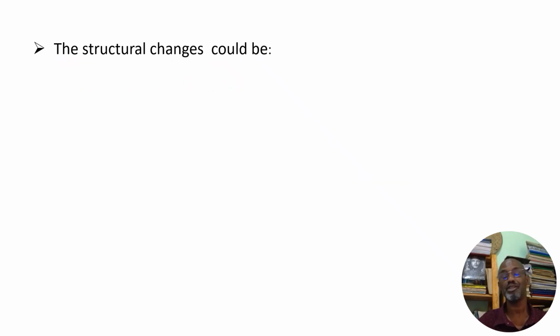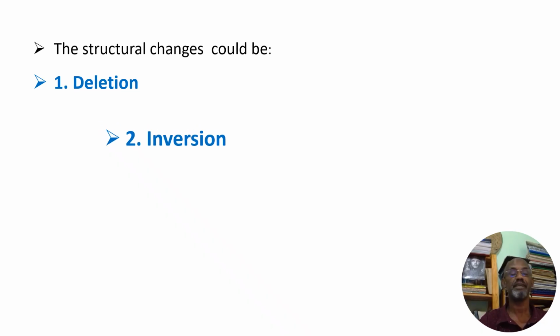The structural changes could be: one, deletion, when part of a chromosome breaks and is lost. Two, inversion, when part of a chromosome is broken and rotates 180 degrees and reattaches at that site. Three, translocation, very important, translocation to bring about evolution. Translocation is when non-homologous chromosomes cut and exchange their parts.